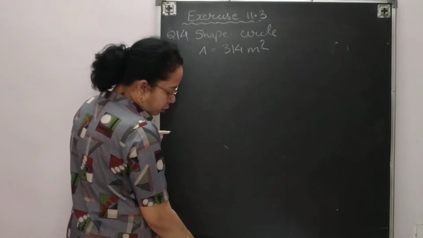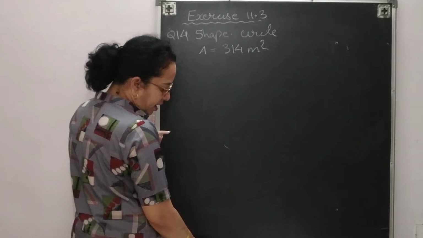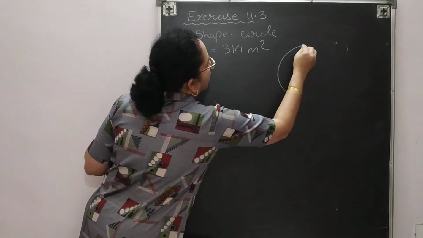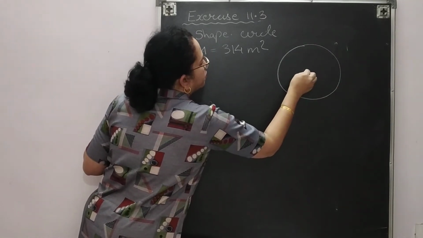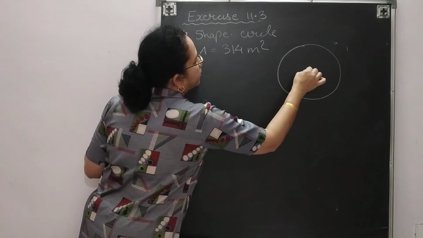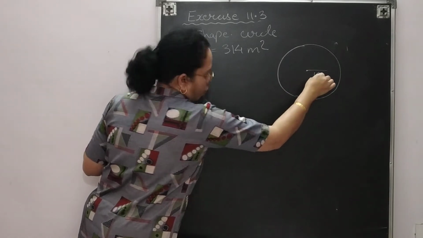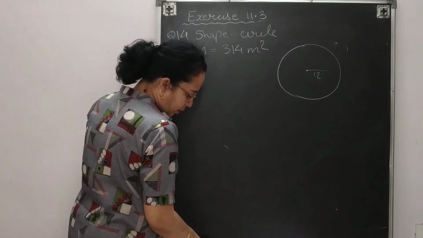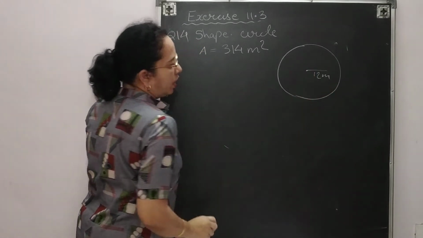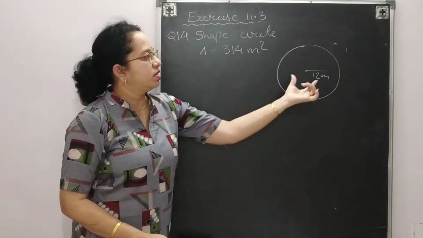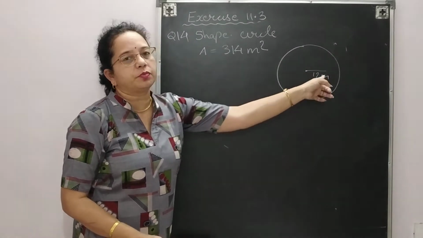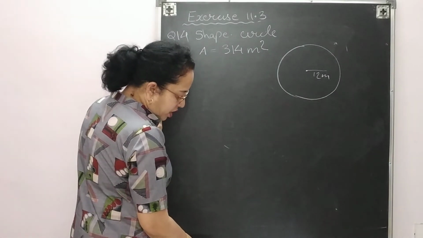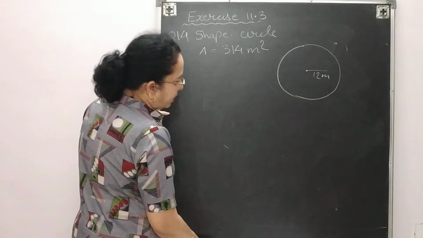A sprinkler at the center of the garden can cover an area that has a radius of 12 meters. So one circular garden is given, one sprinkler is given, and that sprinkler can cover 12 meters. We don't know the radius of the bigger circle, we only know the radius of the area the sprinkler covers is 12 meter. The question is, will the sprinkler water the entire garden?